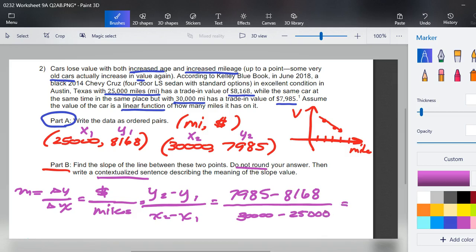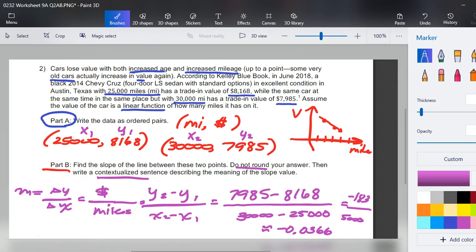And I'm going to grab a calculator. It says do not round your answer. Let's find out what's going on. So I'm going to type in 7985 minus 8168, and I'm getting a negative 183. Then 30,000 minus 25,000, and I get 5,000. When I divide 183 by 5,000, I get a negative 0.0366. They asked us not to round, but just leave it here.